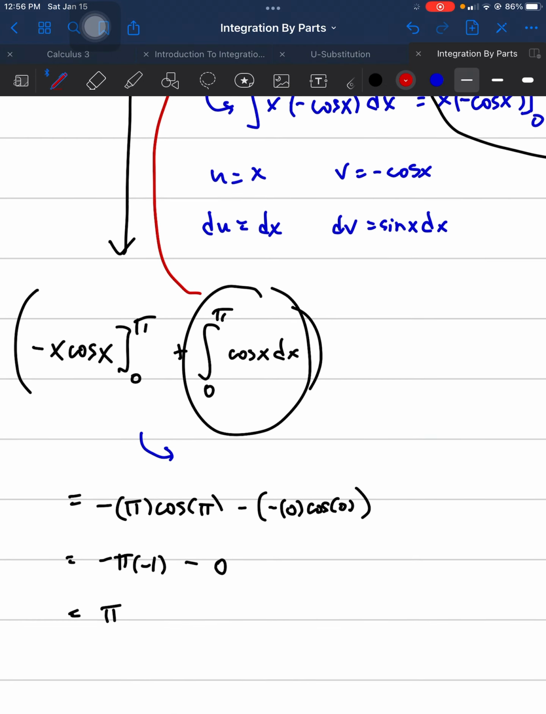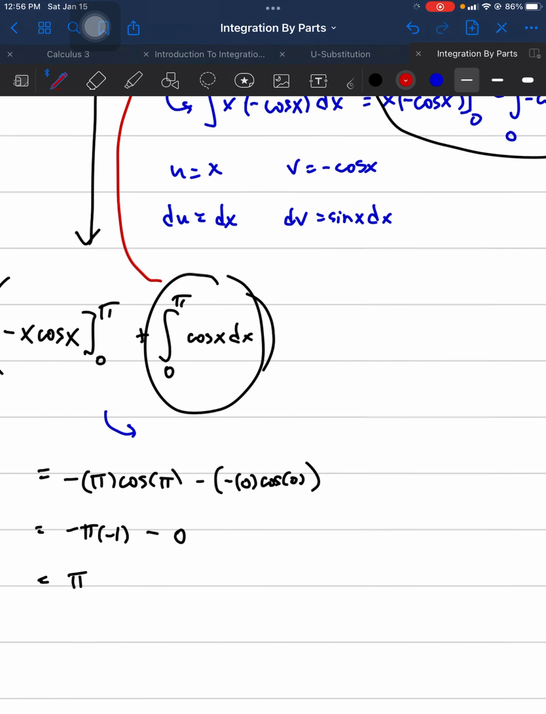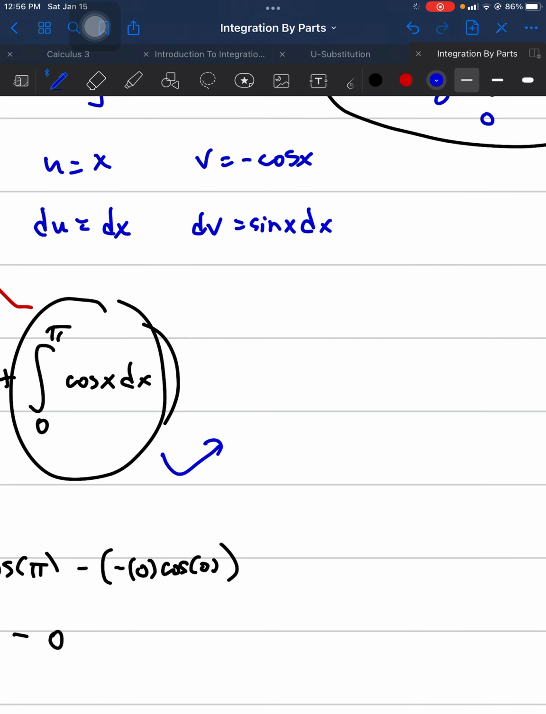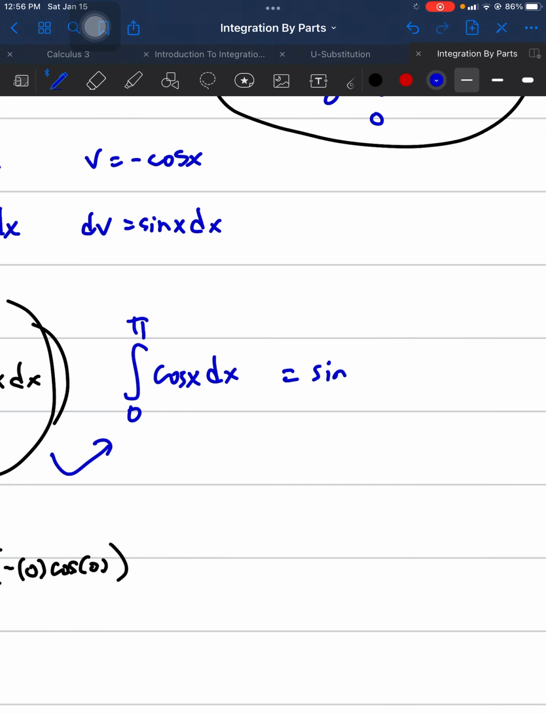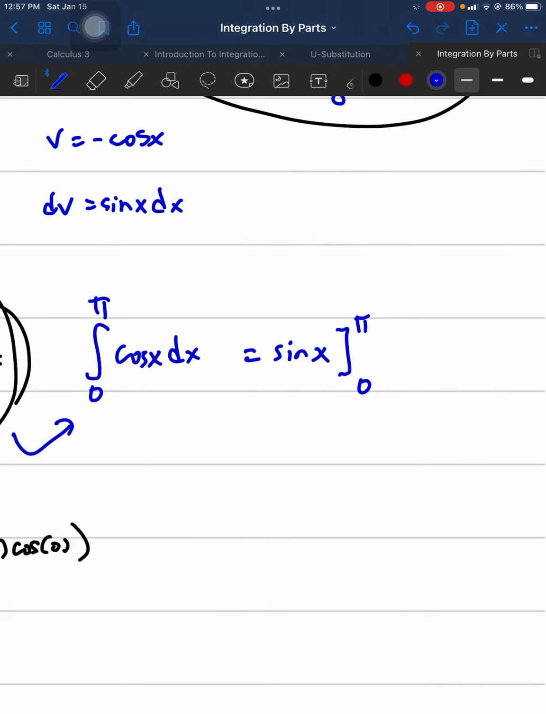And that's good for us because we can just evaluate this integral of cosine x, and we know the integral of cosine x is just sine x. So we can evaluate the integral of cosine x a lot more easily once we have it all simplified. So let's actually do that. Let's pull this to the side again. So we know the integral from 0 to pi of cosine x dx is just going to be sine x evaluated from 0 to pi.